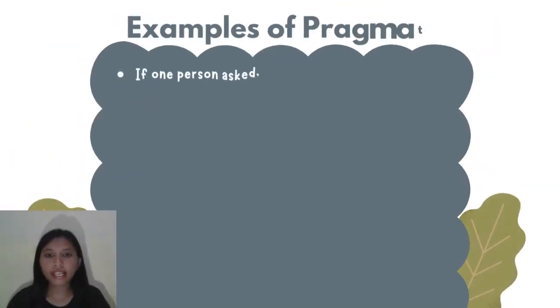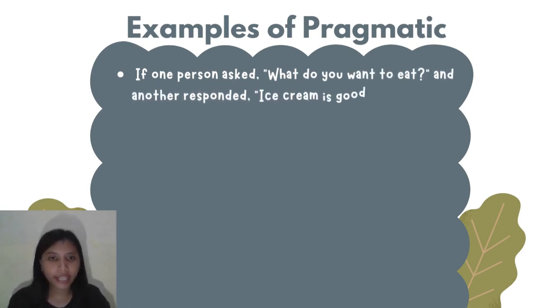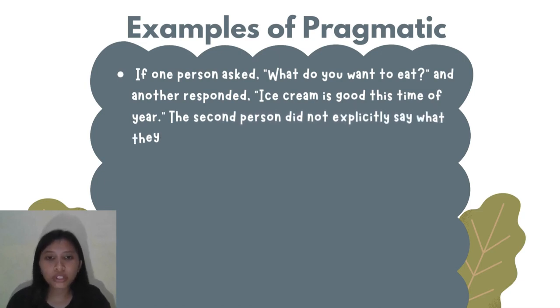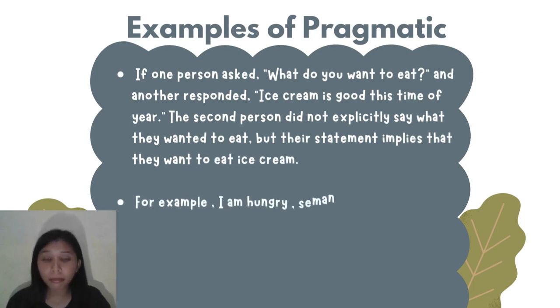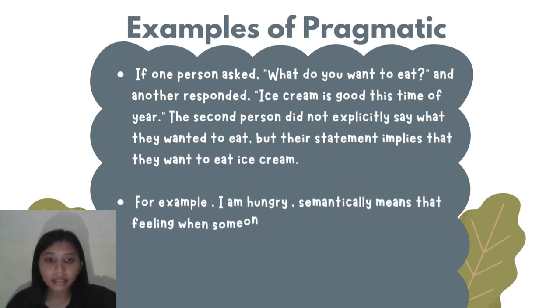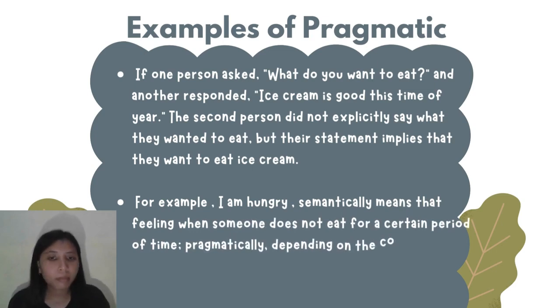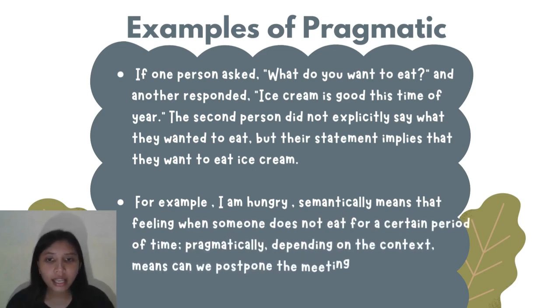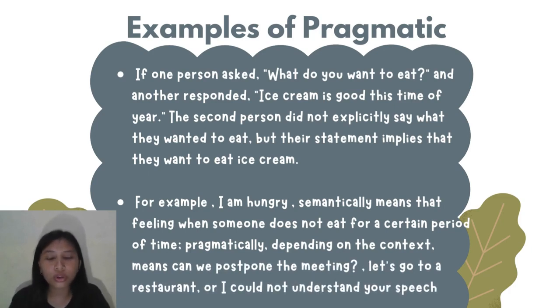Okay, we move to the examples of pragmatics. The first example, if one person asked, "What do you want to eat?" and another responded, "Ice cream is good this time of year." The second person did not explicitly say what they wanted to eat, but their statement implies that they want to eat ice cream. Another example, "I'm hungry," semantically means that feeling when someone doesn't eat for a certain period of time. Pragmatically, depending on the context, it means, "Can we postpone the meeting?" or "Let's go to a restaurant?" or maybe, "I couldn't understand your speech."